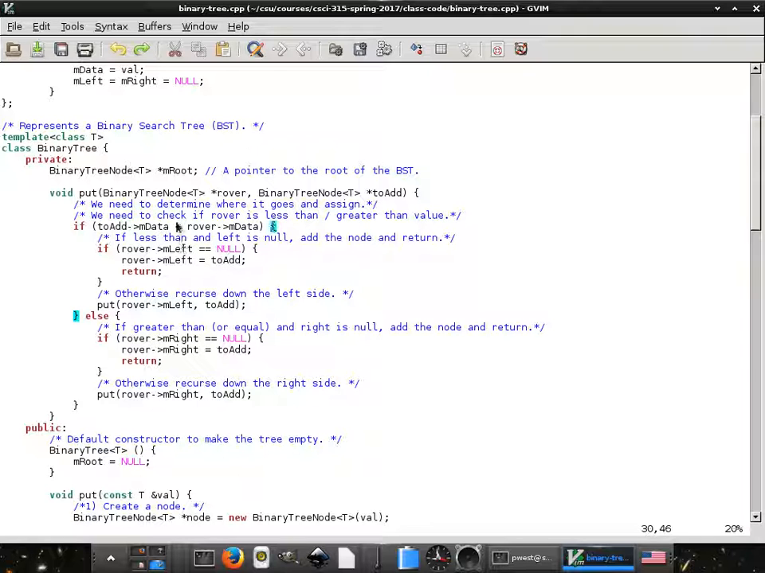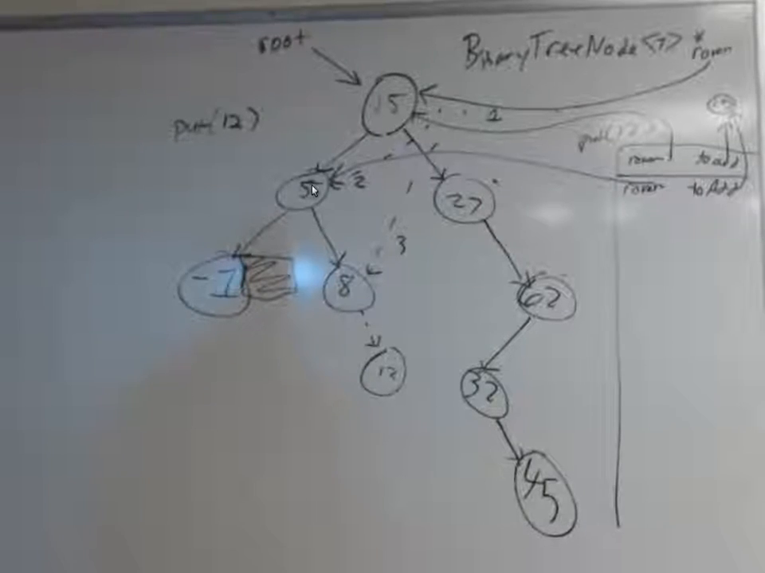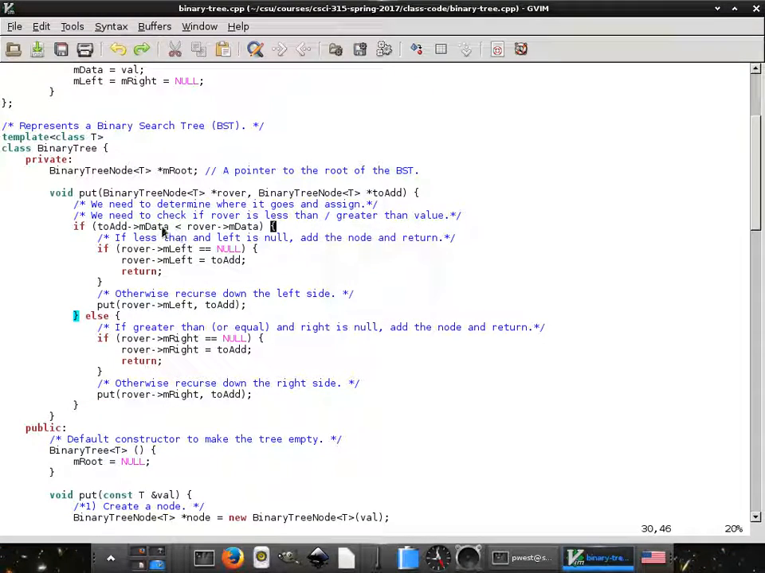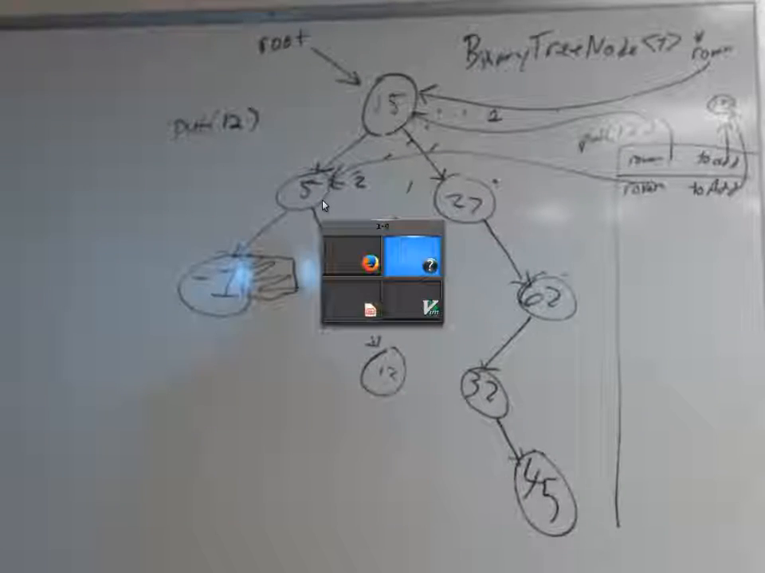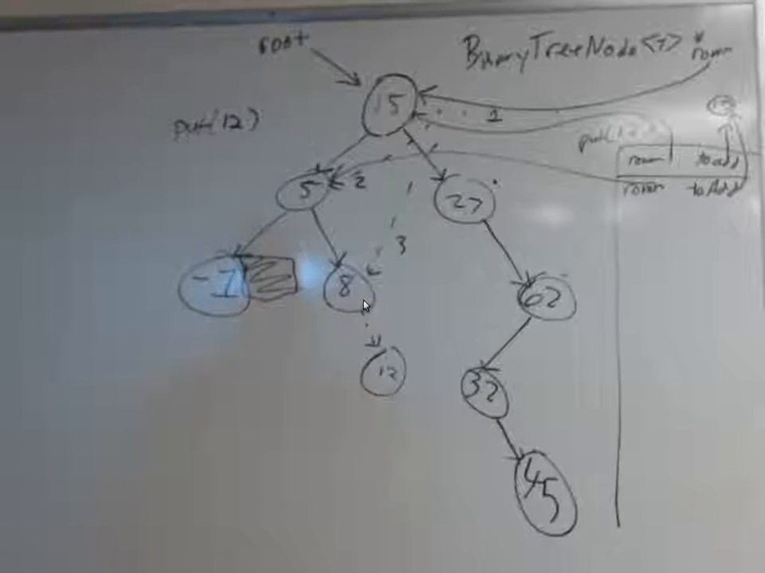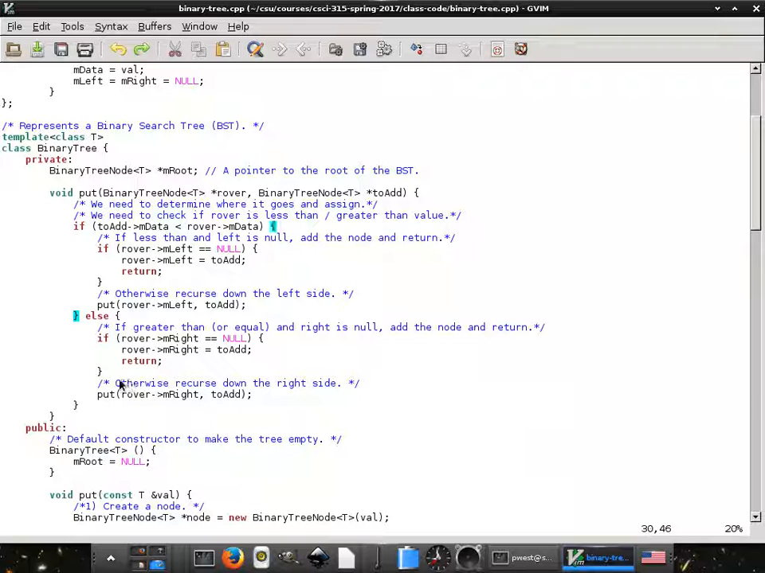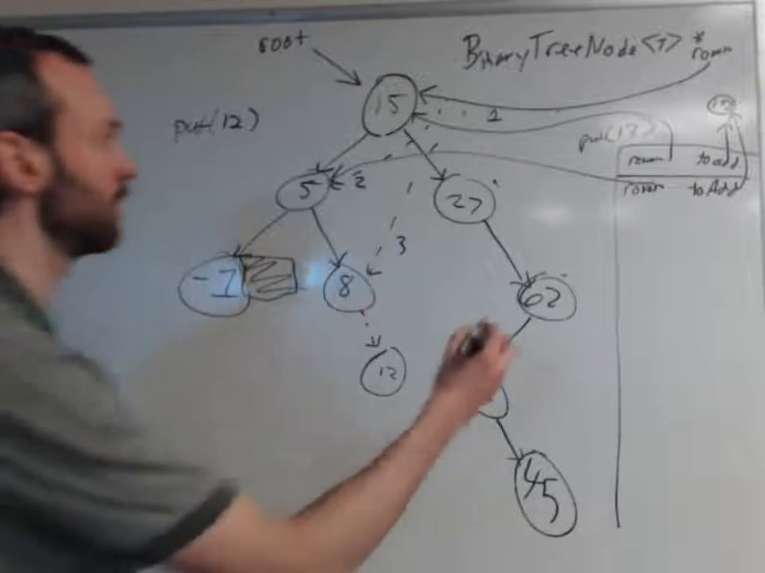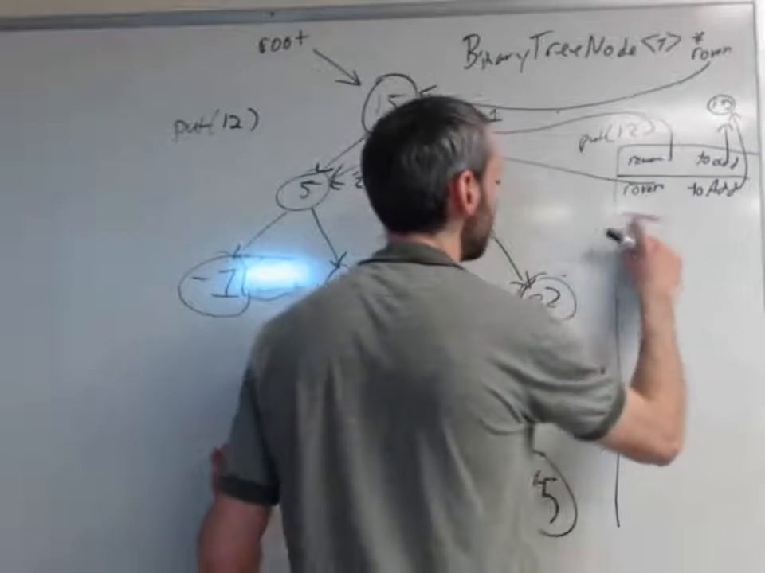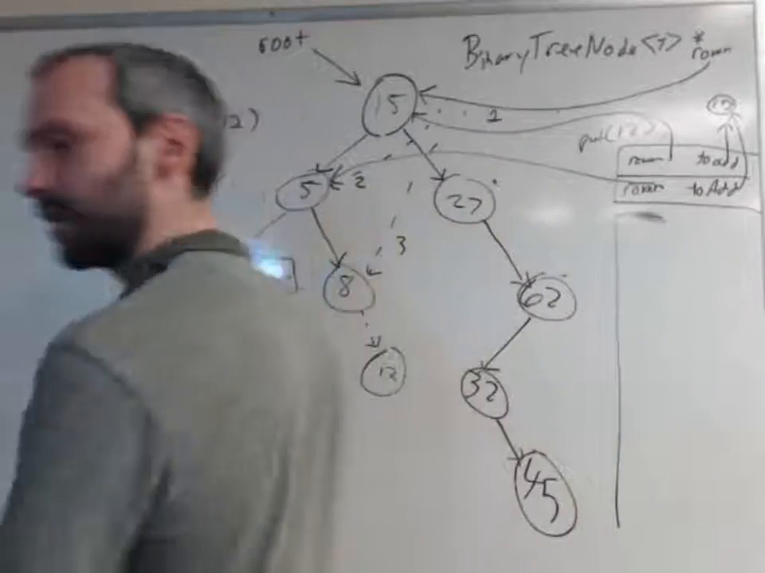Let's see. Rover's pointing to the 5 right now. Is 5 less than what we're adding, 12? No. So we're jumping here. Is the right null? So we're at 5. Is the right null? No. So we're not going to go into that for statement, we're going to go into the recursive call, passing m right. So now we're going to, oh, that was terrible. Let's get an eraser for that.